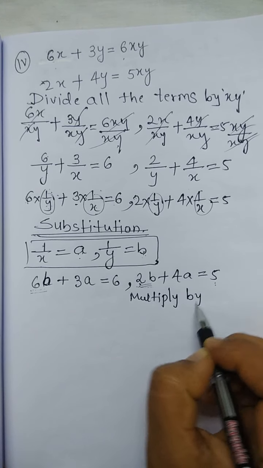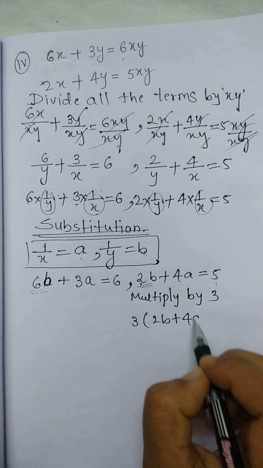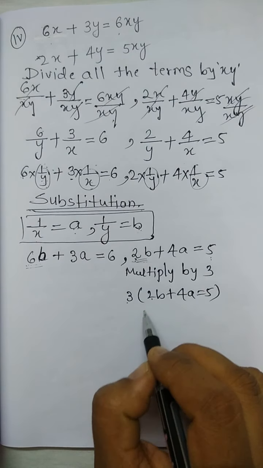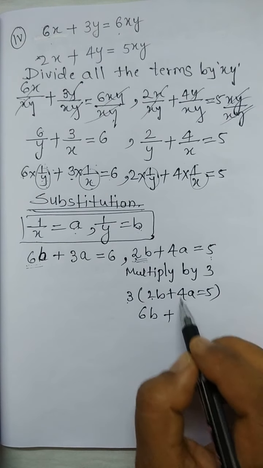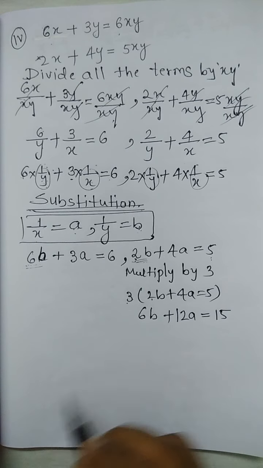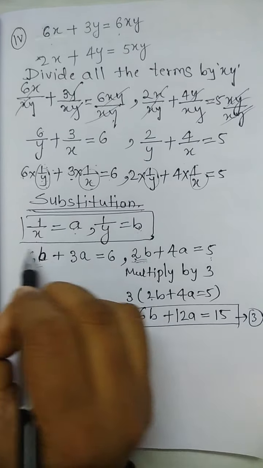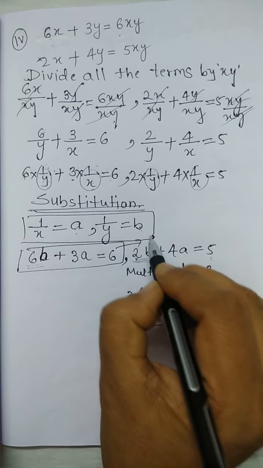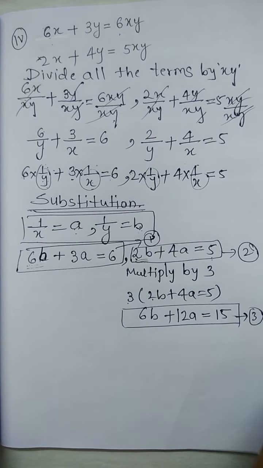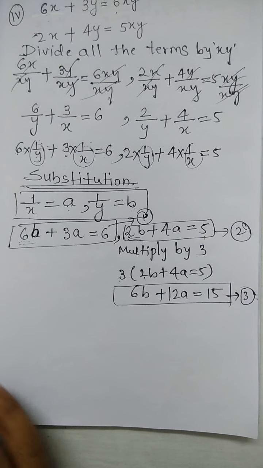Multiply by 3. So 3 into 2b plus 4a equals 5. We get 3 2s are 6b plus 3 4s are 12a equals 3 5s are 15. Right? Give this equation number 3. This you can give as equation number 1, and this you can give as equation number 2, so that you can remember which equation we are using.